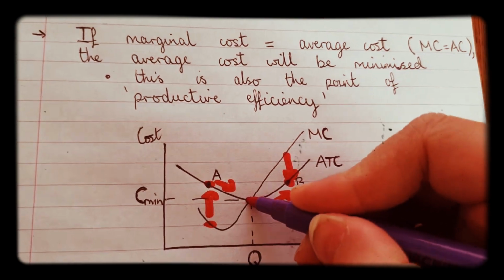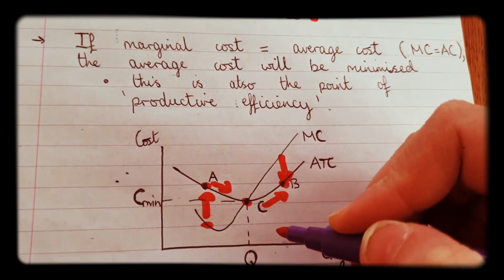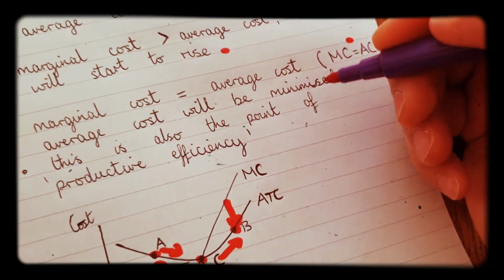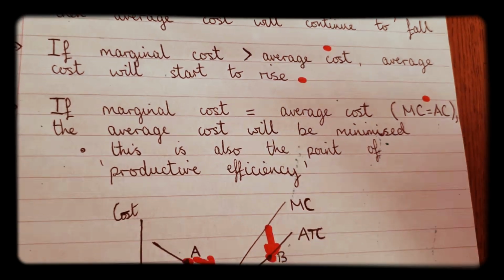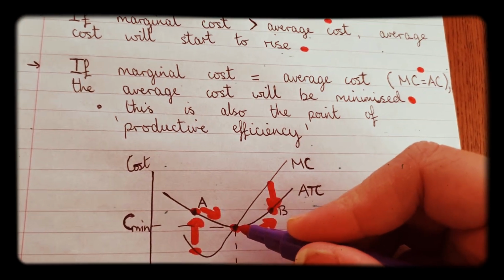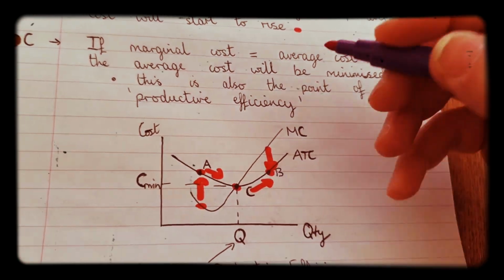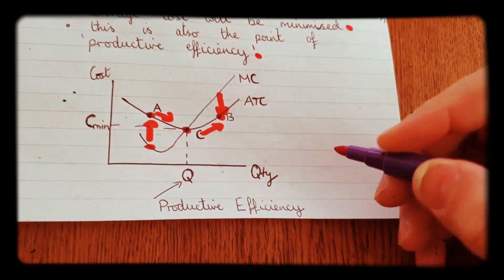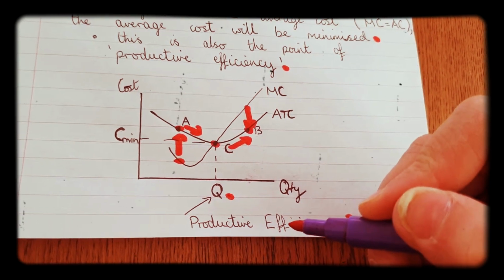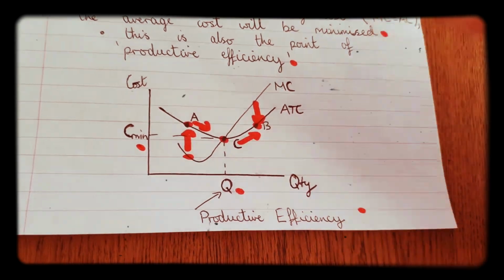Now at point C here, marginal cost and average cost are equal. At this point, when MC equals AC, as I've said here, the average cost will be minimized. So this here is the point of minimum average cost, or the minimum cost per unit. And this is also known as productive efficiency. So that quantity level there is the productively efficient point. And that is the lowest cost per unit in this short run period.